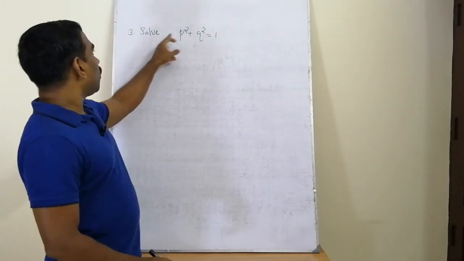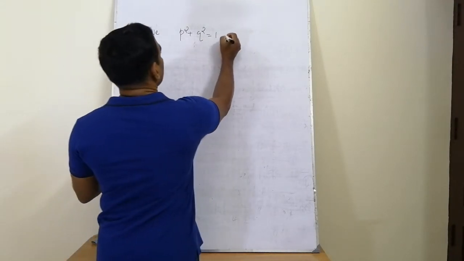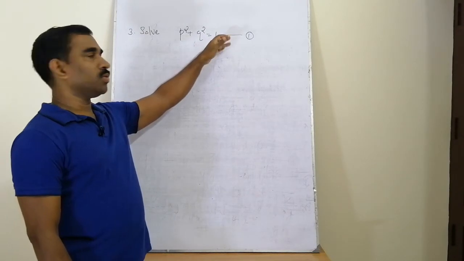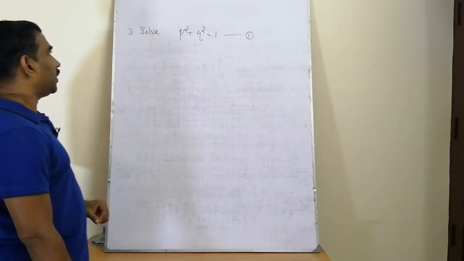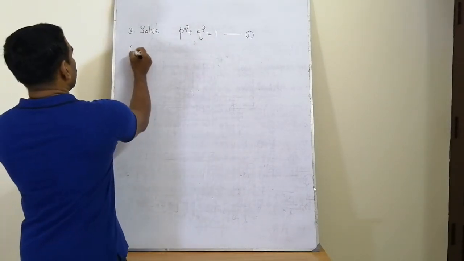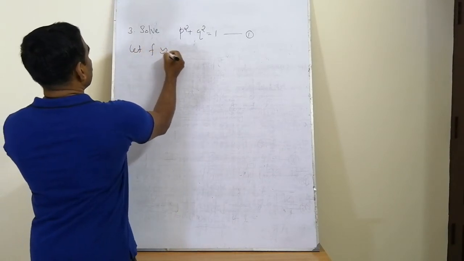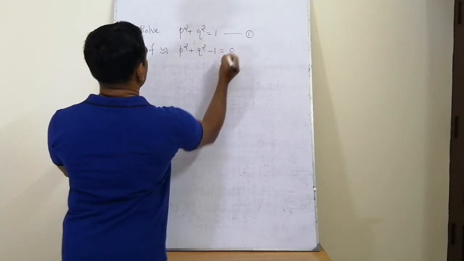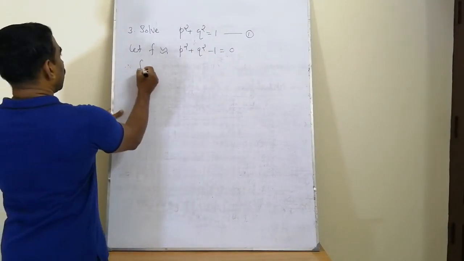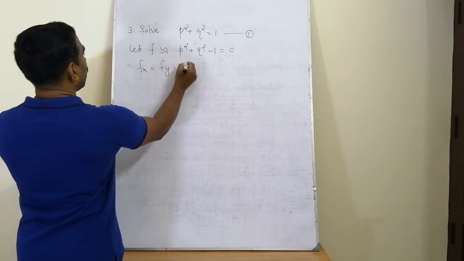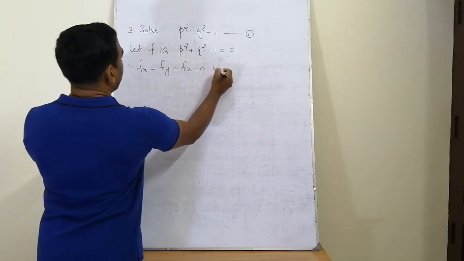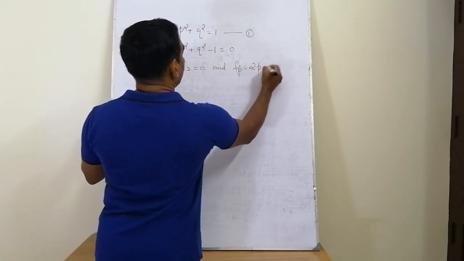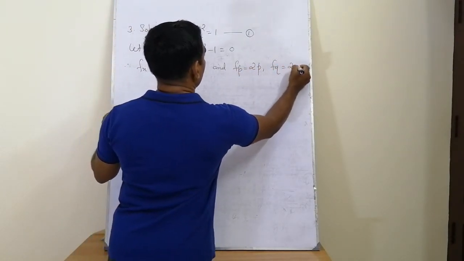Now consider the problem: solve p square plus q square equal to 1, we call it equation number 1. This problem belongs to the form f of p, q equal to 0, with no x, y and z directly. So let us take f equivalent to p square plus q square minus 1 equal to 0. Therefore the first three partial derivatives fx, fy, fz are equal to 0. And fp is equal to 2p, fq is equal to 2q.